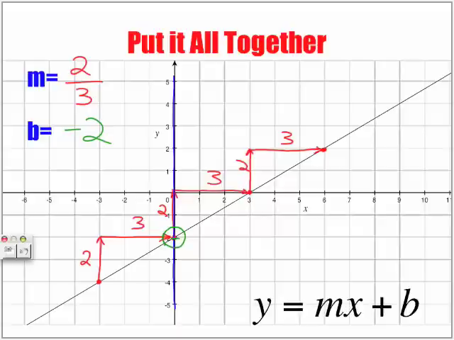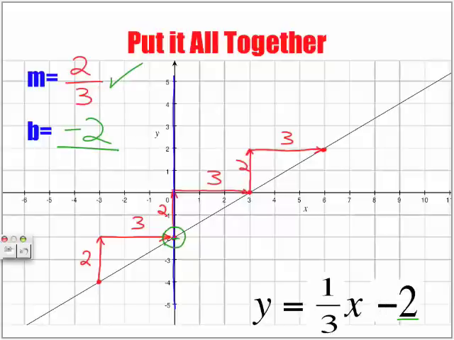So how do we put it together? Well, we have our y is equal to mx plus b. We said that our m value is our slope. Our b value is our y-intercept. So our m value, as we said here, is 2 over 3. So instead of m, we're going to put 2 over 3, and don't forget the value x. Our b value is -2. So therefore the equation of this line is y is equal to 2/3 x minus 2.